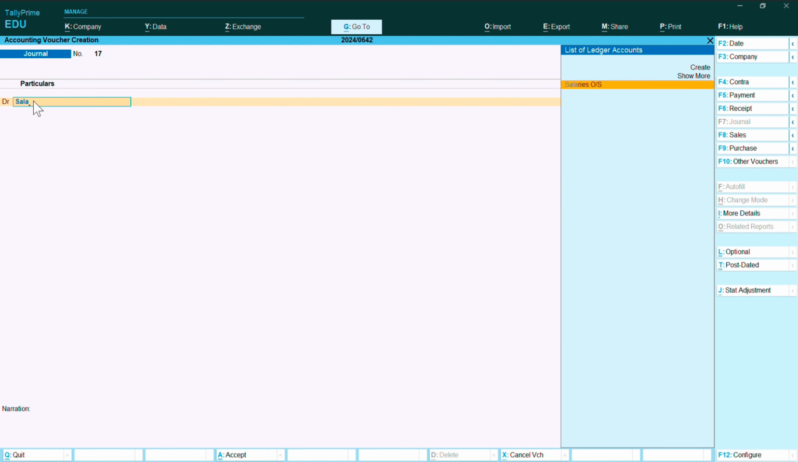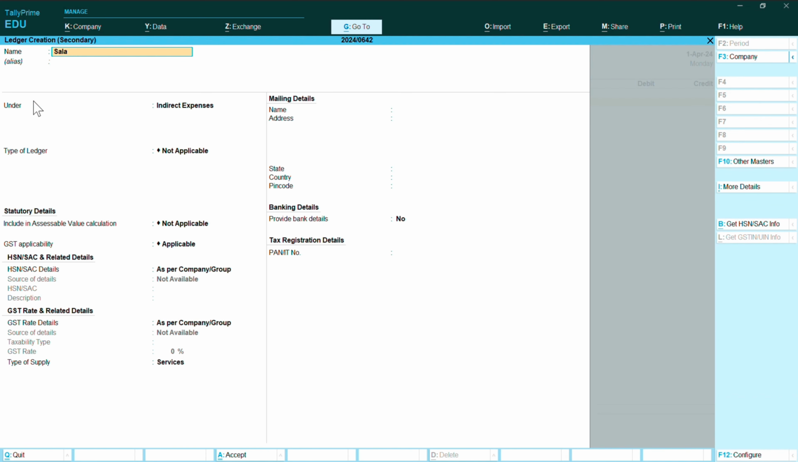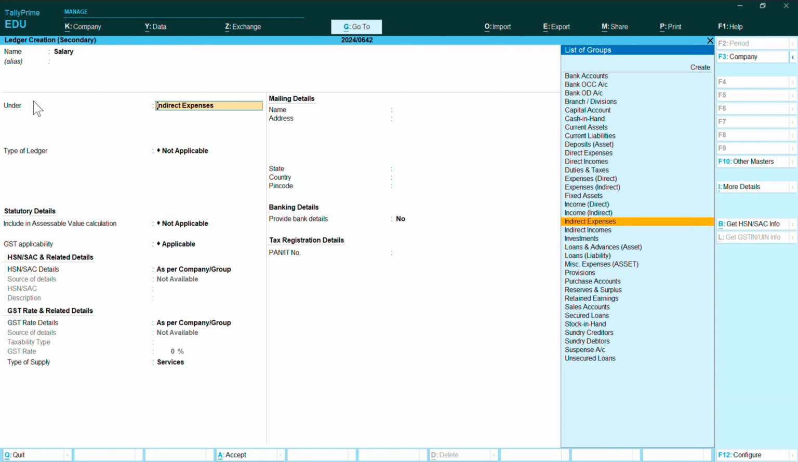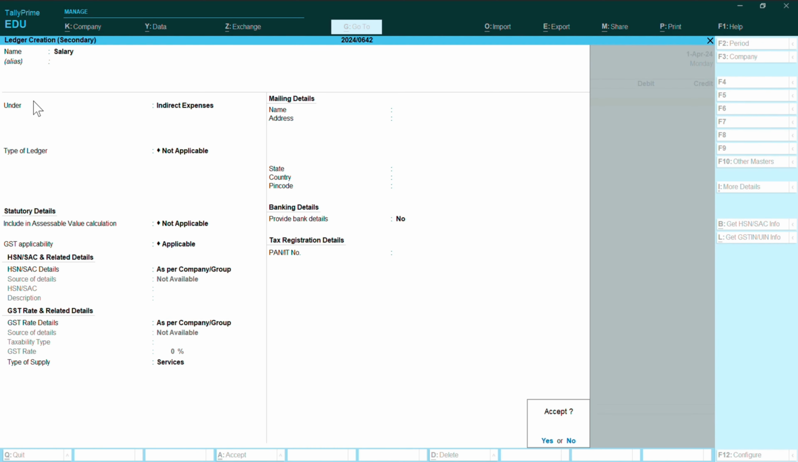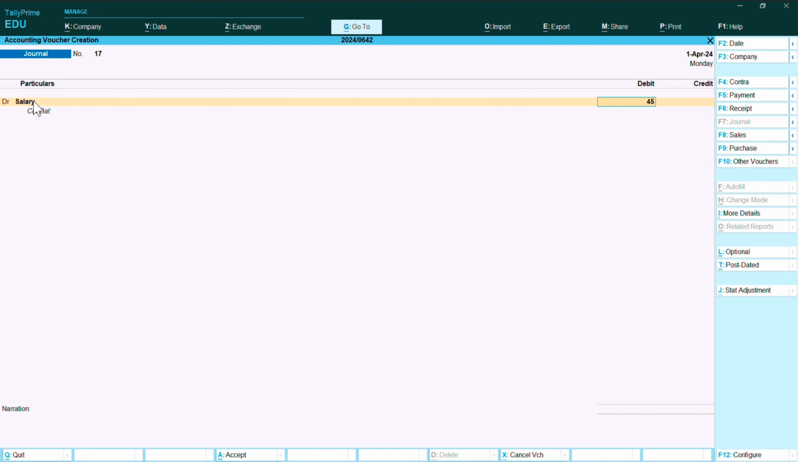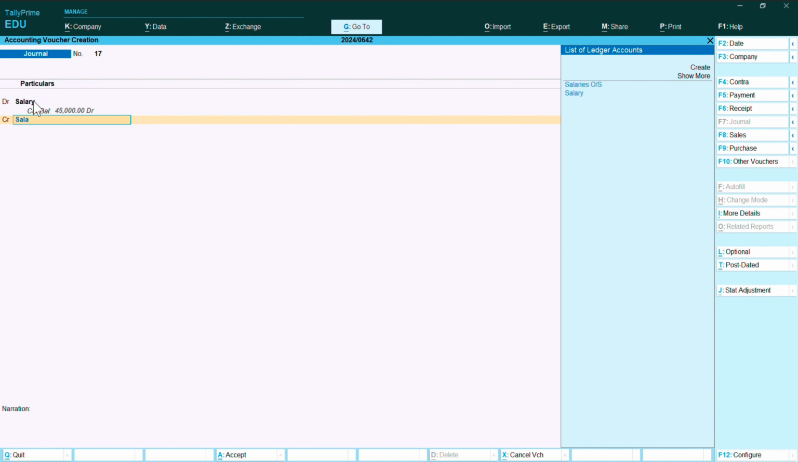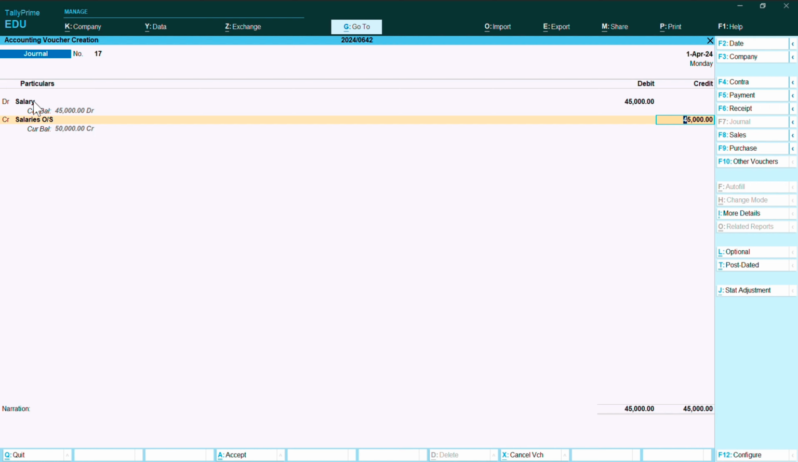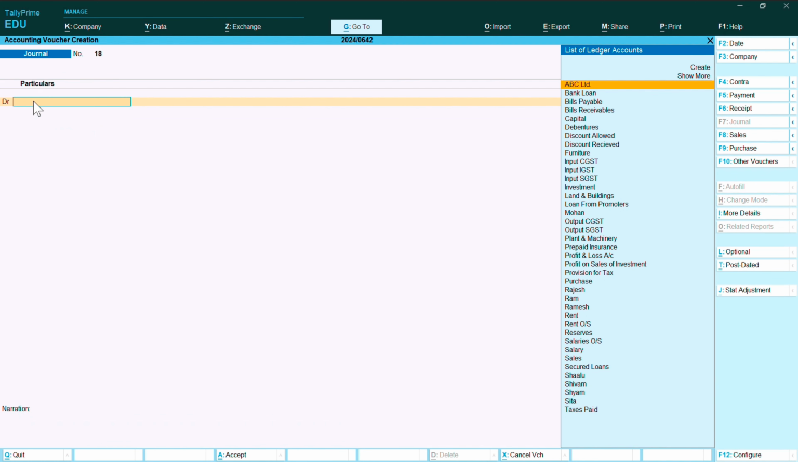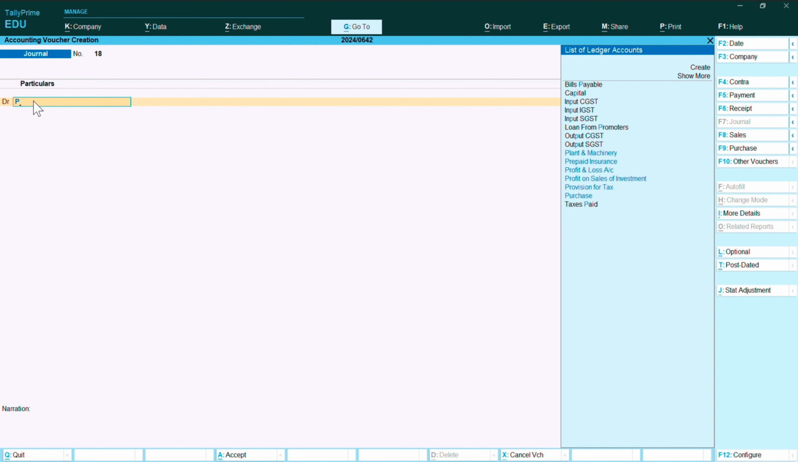Now we are moving forward towards the outstanding entries. First entry is salary outstanding, 50,000 rupees. In the question, 45,000 rupees is given as outstanding, and we have already paid 40,000 rupees, and it means 5,000 rupees balance is left. So we just need to pass the entry for 45,000 rupees. So that's why the total amount becomes 50,000 rupees.